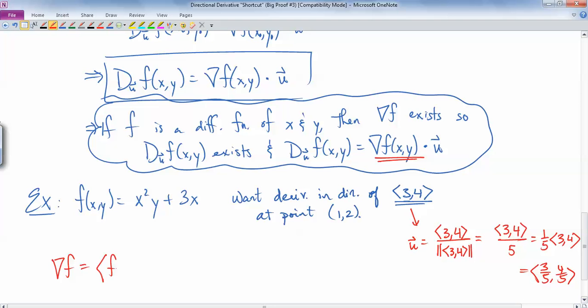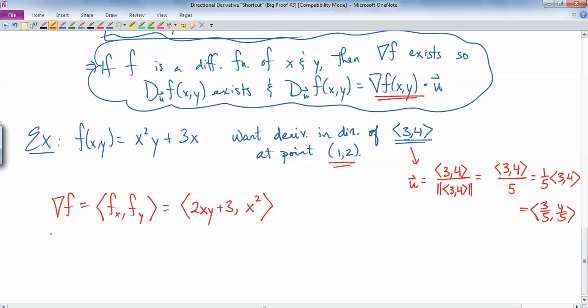So that's f sub x, f sub y. Let's see, f sub x: treat x as the variable and y as a constant, so that's going to be 2xy plus 3. And then f sub y will just be x squared. And I want the gradient of f at the point 1, 2.